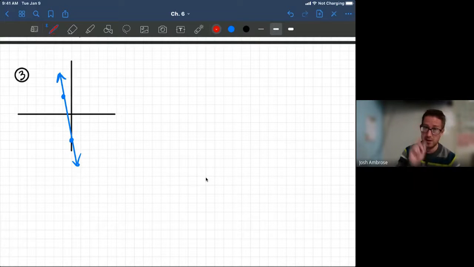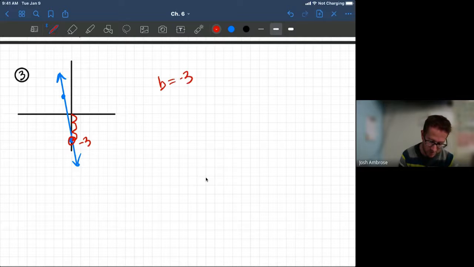So step 1, find the y-intercept. Start at 0, 0. We're counting down 1, 2, 3. So we are at a -3. So in this one, b equals -3. So we have y equals, there's going to be a blank. We got to get the slope, x minus 3.